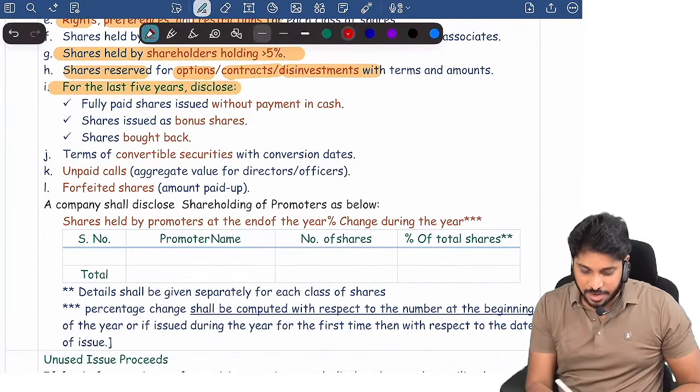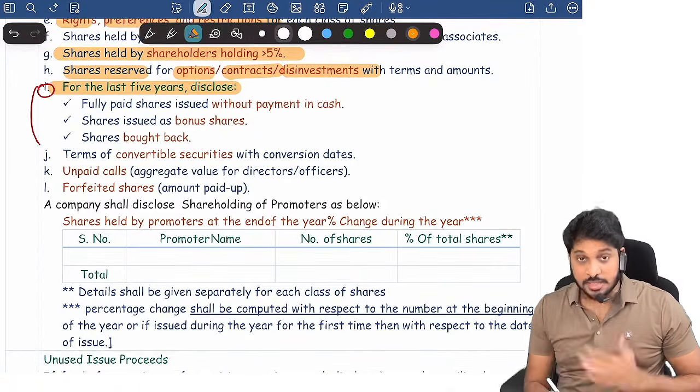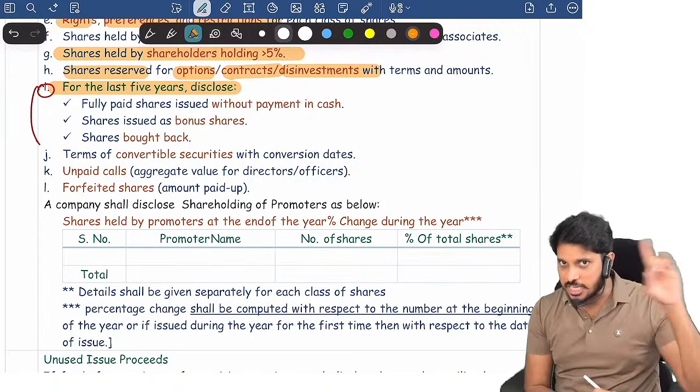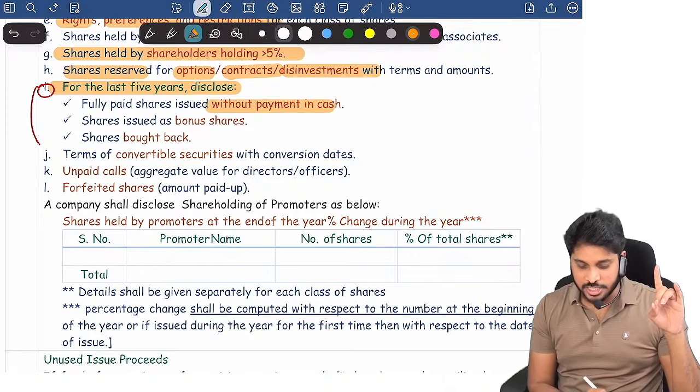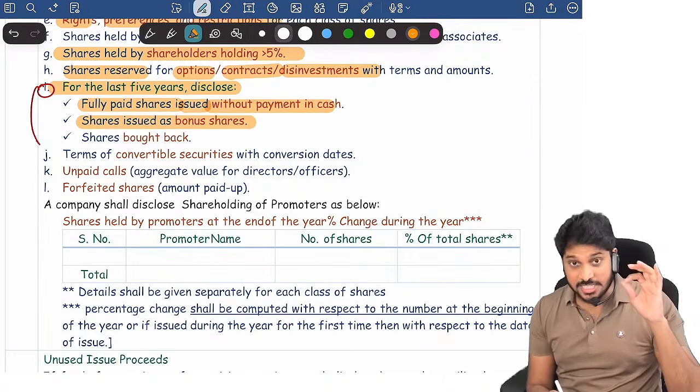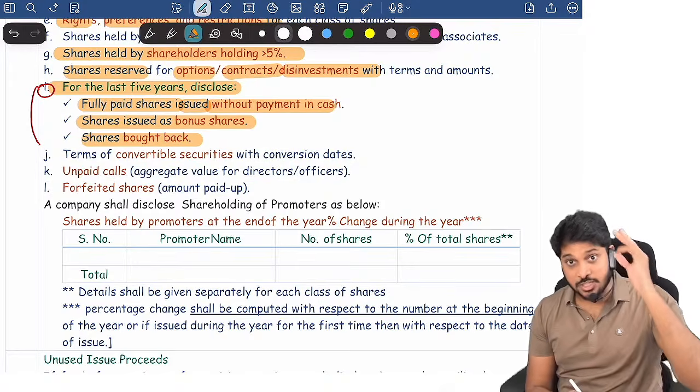For the last 5 years, another important disclosure: in every balance sheet note to accounts, for the last 5 years, is there any bonus shares, fully paid shares issued without payment in cash, any shares issued as bonus shares, any shares bought back.